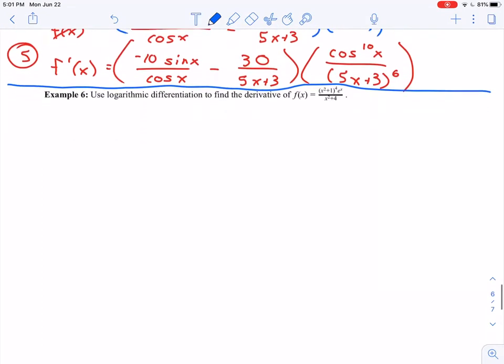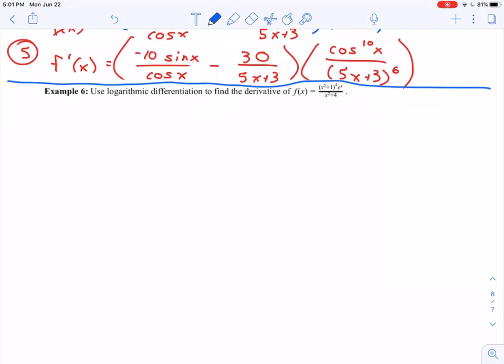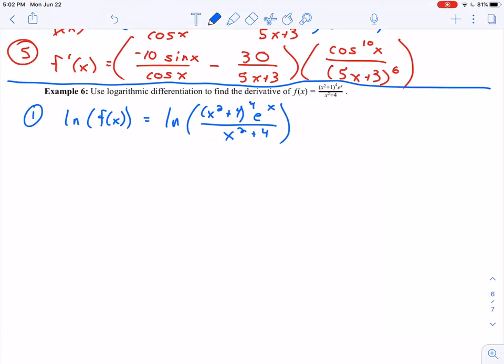So I'm going to start exactly like I did last time. I'm going to start by taking the natural logarithm of both sides. I'm going to take natural log of f of x, set that equal to natural log of the right-hand side of my equation, which is x squared plus 4 raised to the 4th power times e to the x divided by x squared plus 4. So there's my first step.